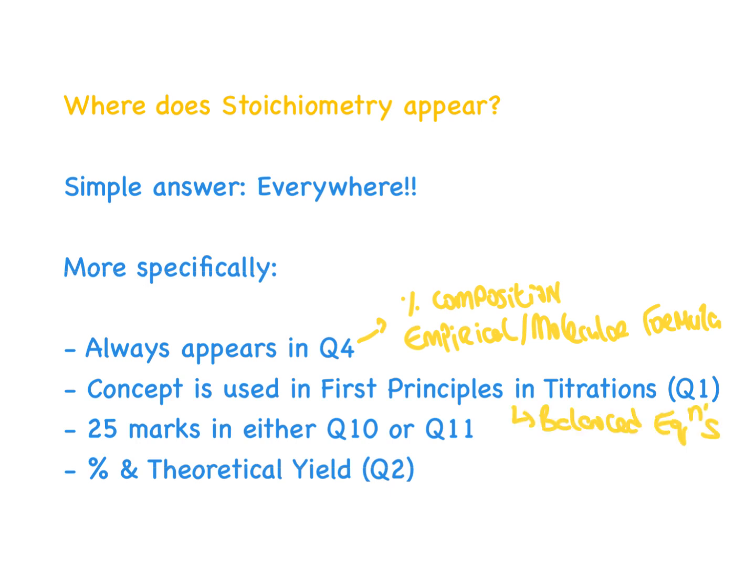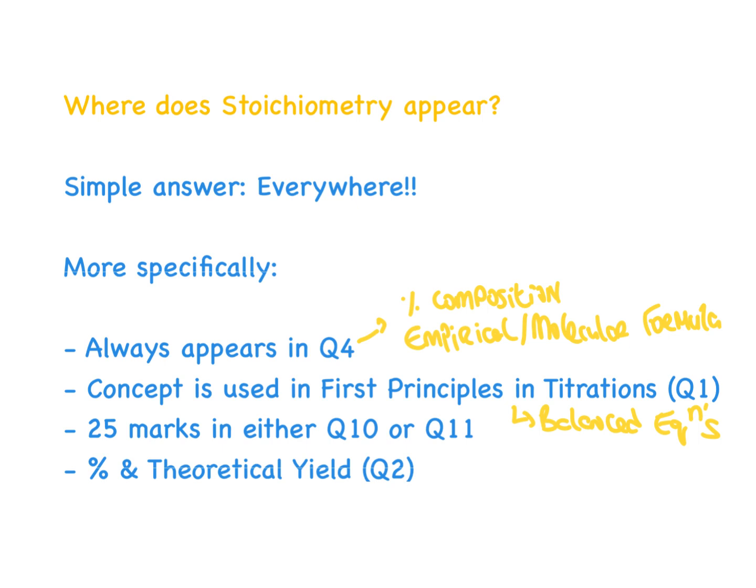Another place it usually appears is in question 10 or question 11. If it appears there, it's usually worth 25 marks. In those situations, you will be given a balanced equation. From that balanced equation, you have to work out a series of calculations involving the balanced equation, involving the ratios, and again, involving the mole conversions that I just revised with you briefly a few minutes ago.